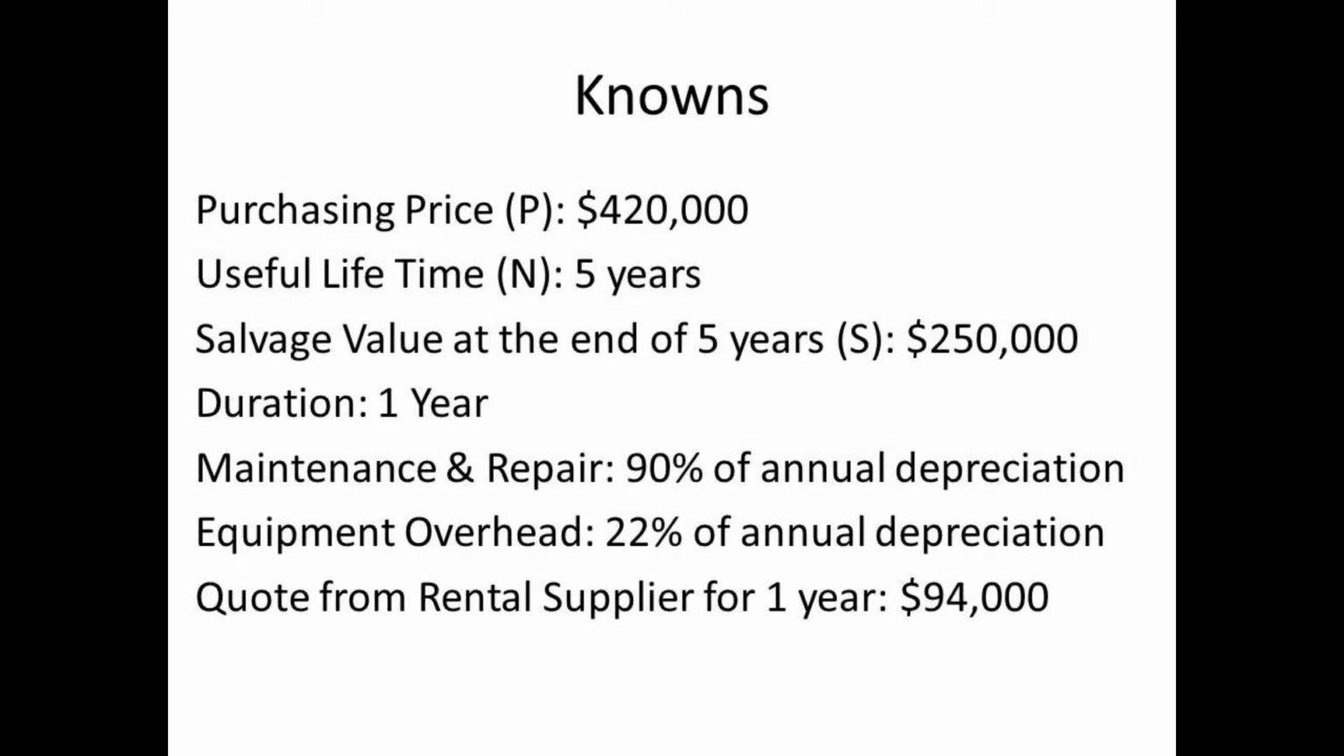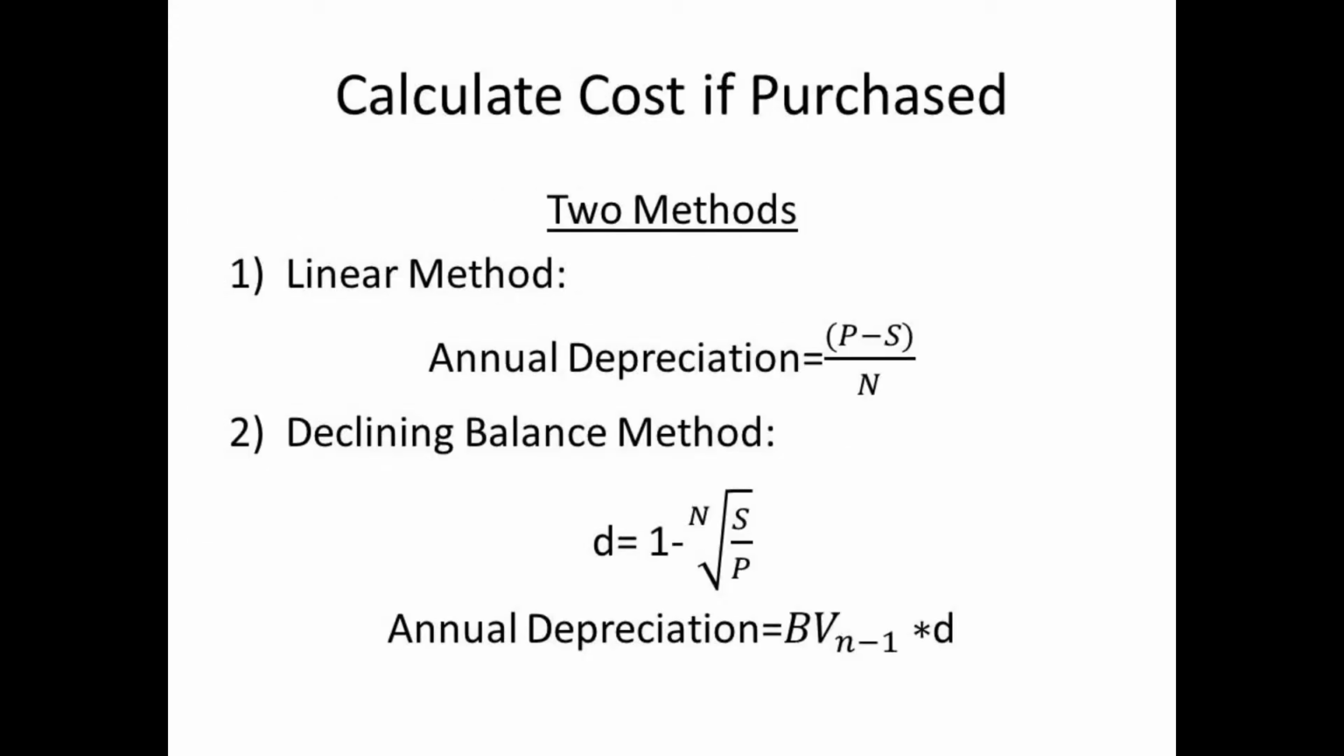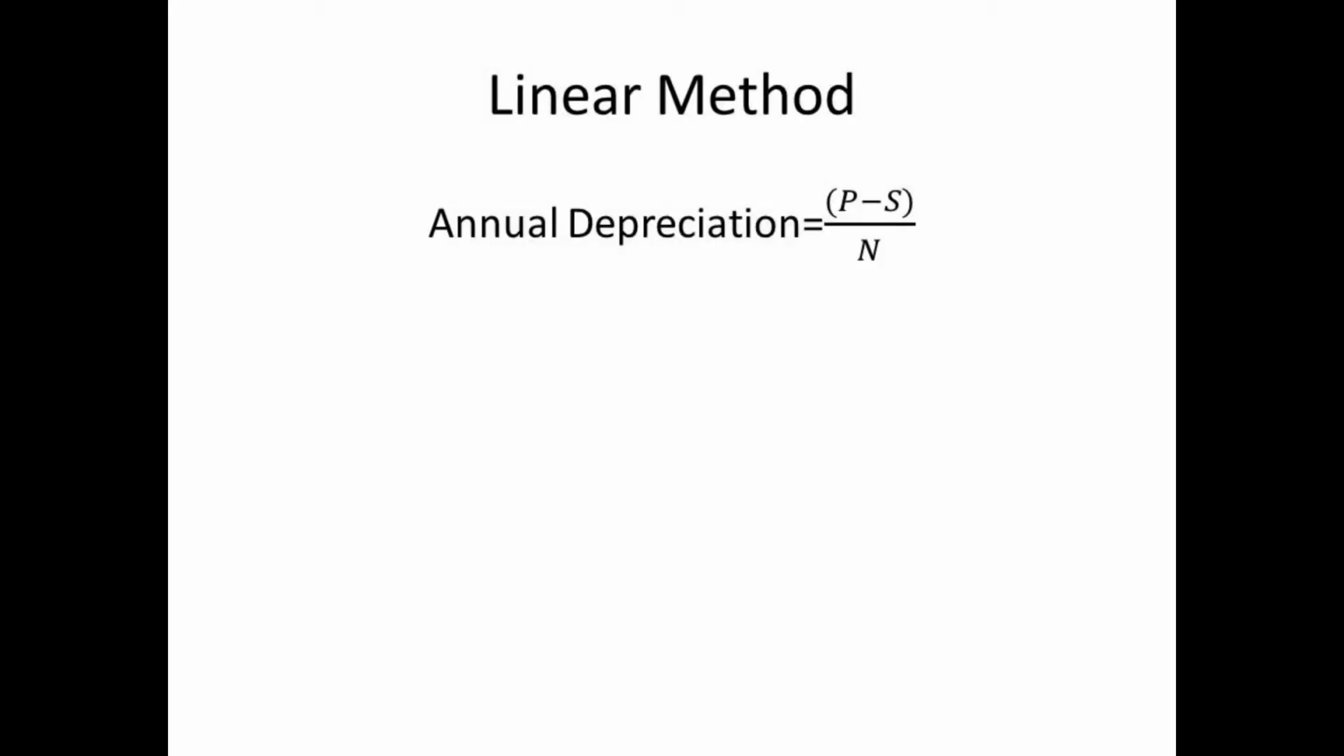All this information is used to determine the ownership cost, which will be compared to the given rental quote of $94,000 for 1 year. To calculate the ownership cost, two methods can be used, which are linear method and declining balance method. First, the ownership cost will be calculated using the linear method.